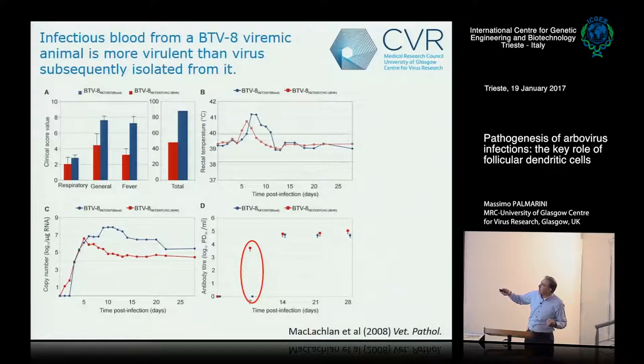So the virus, just the blood is in blue, so higher fever, more signs, a little bit of viremia. But what you see, actually, is that the virus that instead is less virulent, you have a higher level, again, of neutralizing antibody compared to the blood. In this case, we can't actually detect neutralizing antibodies at all.